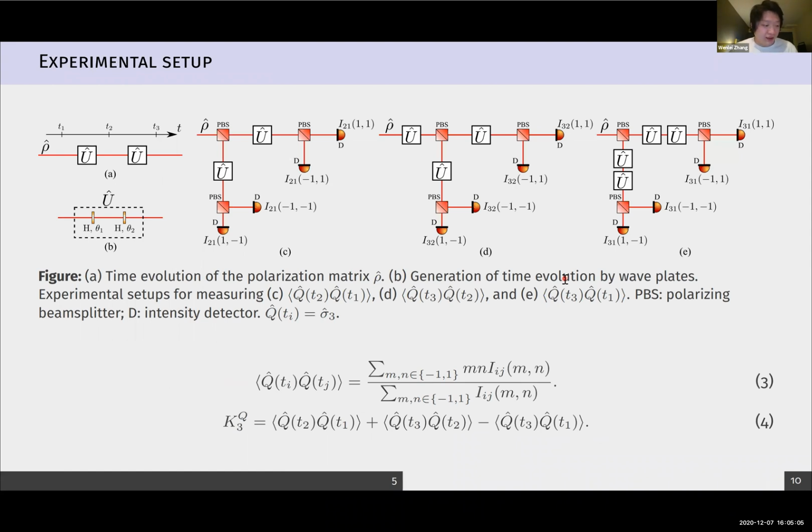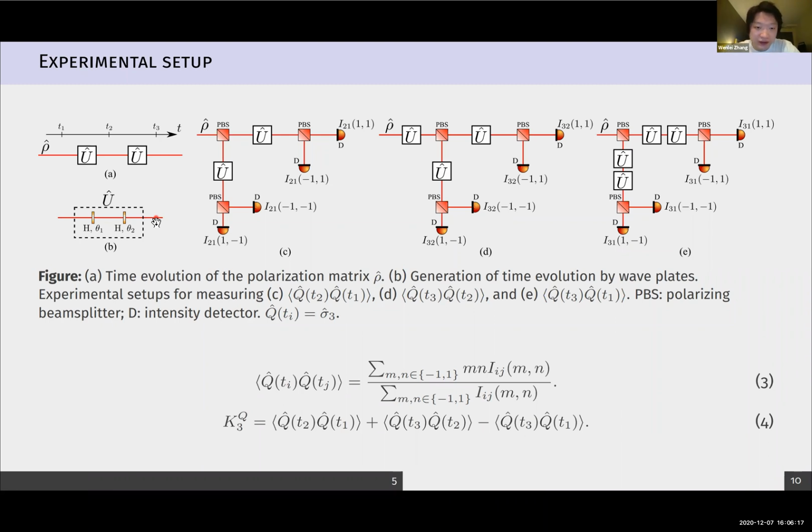Here is the experimental setup we use to demonstrate the violation of the Leggett-Garg inequality. First of all, in Gaussian optics, under the paraxial approximation, the time evolution of a laser beam is equivalent to the propagation along its optical axis, as shown in figure A here. For simplicity, we choose the time evolution operator, the unitary U matrix here, to be the same in each time step, but in general, they don't have to be. U is realized by using two half-wave plates, as shown in figure B here. The exact values of the elements of U are determined by the rotation angles theta 1 and theta 2 of the two half-wave plates.